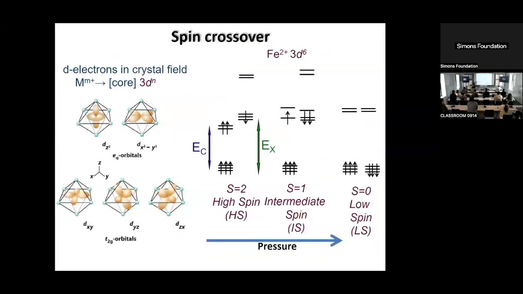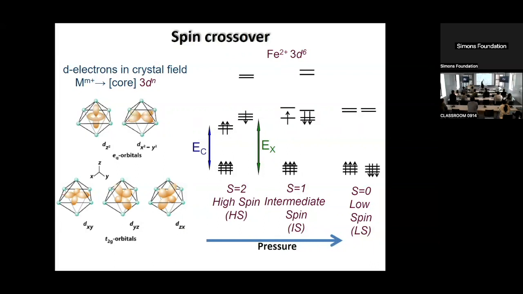So here is the spin state change. I'm sure you are familiar with it. You have a 3d6 ion, iron 2+, in an octahedral field, and the crystal field splitting gives a triplet and a doublet, with 6 electrons. This is the electronic configuration. With increasing pressure, the Fe-O bond length decreases, the crystal field splitting increases, and you start having a transition.